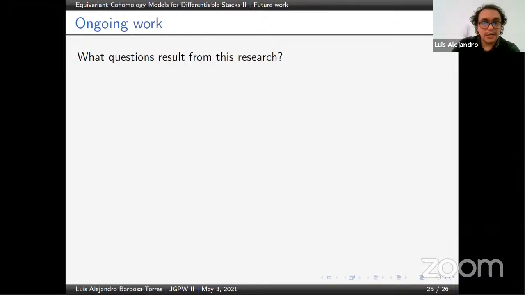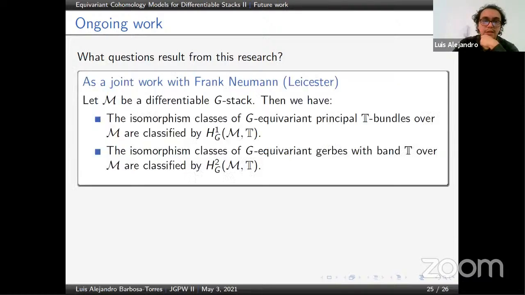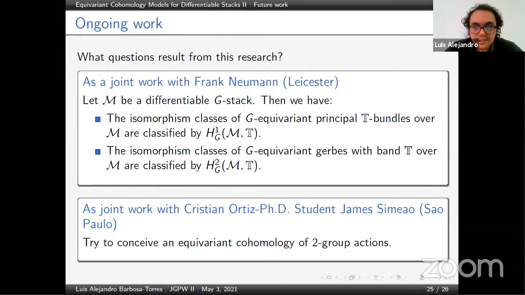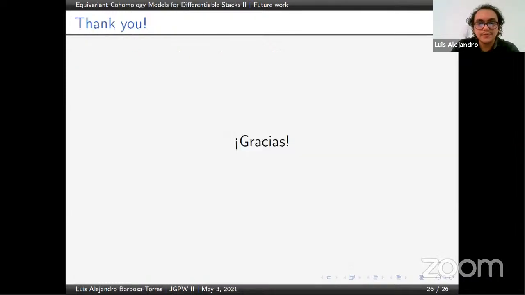What I'm doing now is something related to all these things. The first is joint work with Frank Neumann, and the idea is to try to classify isomorphism classes of G-equivariant principal bundles, as well as G-equivariant gerbes with connection. These theorems were actually proved in the classical case of smooth manifolds by Berlinski. So what we are trying to do now is to get these more general results in this context. As well, with Professor Christian Ortiz and his student James Simeao in Sao Paulo, we are trying to conceive an equivariant cohomology of two-groups. That's what we are doing now, and that's what I wanted to tell you for now. Thank you so much.